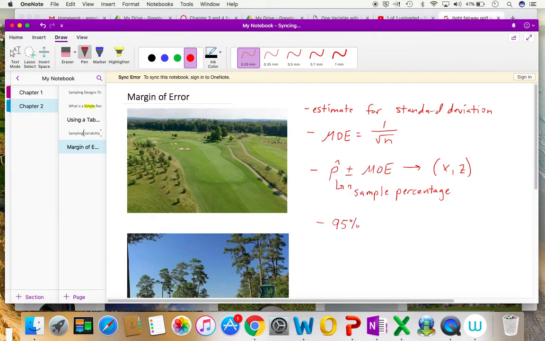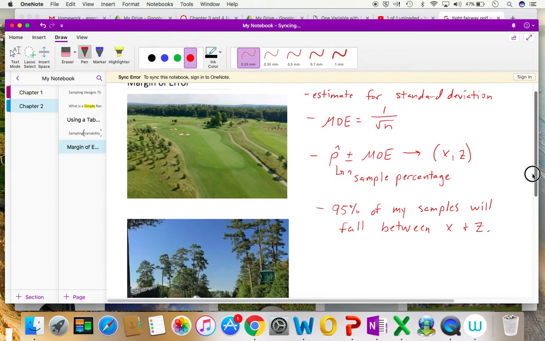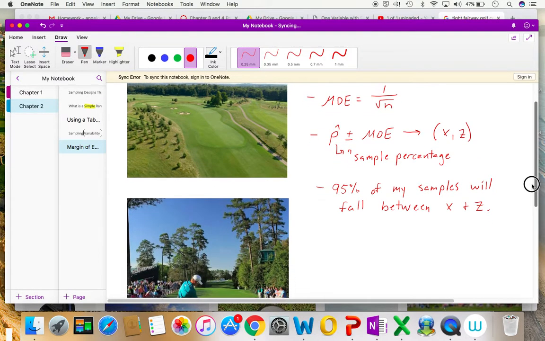95% of my samples will fall between x and z. Now I've only done one sample, but let's say I did 99 more. Out of 100, 95 of those would fall between x and z. And I think this will all make a lot more sense when we go through an example. All right, so let's do that right now.